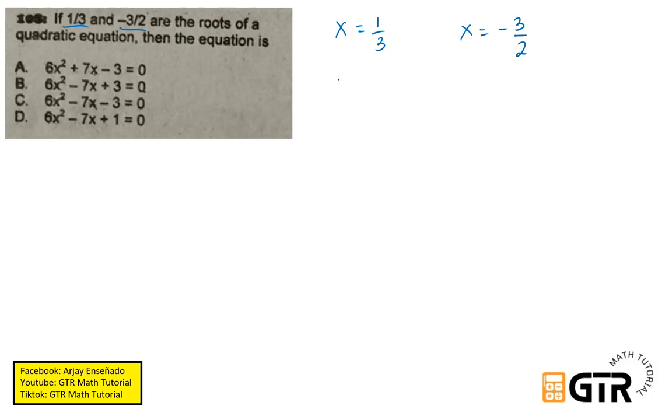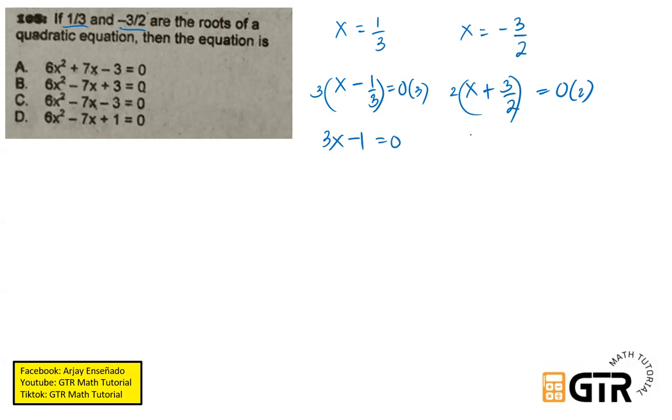So subtract 1/3 to both sides. So we have x minus 1/3 equals 0. Ito naman kabila, add 3/2 to both sides. So we have x plus 3/2 equals 0. Then tanggalin ang denominator na 2. Dito sa kabila naman 3. So multiply both sides by 3. Okay? So itong kabila, multiply both sides naman sa denominator na 2. Okay? So we have 3 times x. So that is 3x. 3 times negative 1/3. So that is negative 1 equals 0.